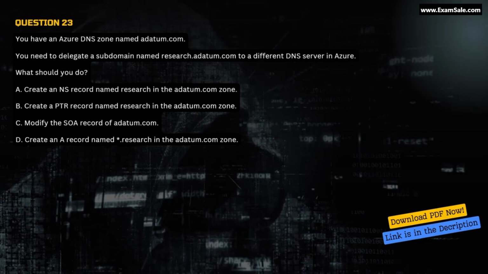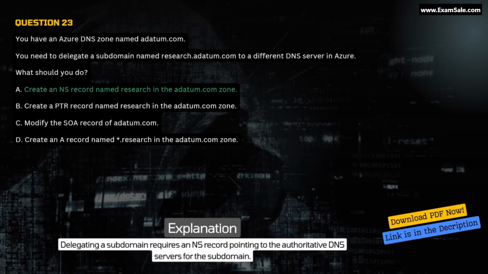A. Create an NS record named research in the adatum.com zone. B. Create a PTR record named research in the adatum.com zone. C. Modify the SOA record of adatum.com. D. Create an A record named star.research in the adatum.com zone. Correct answer A. Create an NS record named research in the adatum.com zone. Explanation. Delegating a subdomain requires an NS record pointing to the authoritative DNS servers for the subdomain.